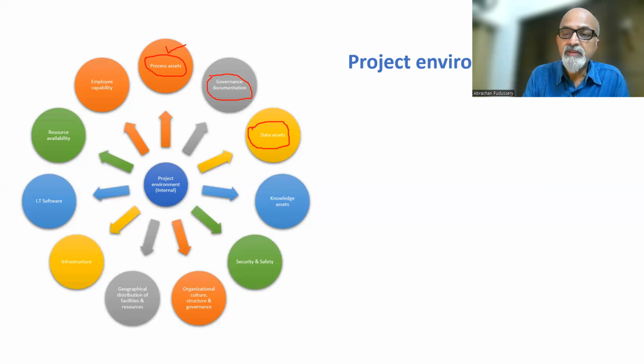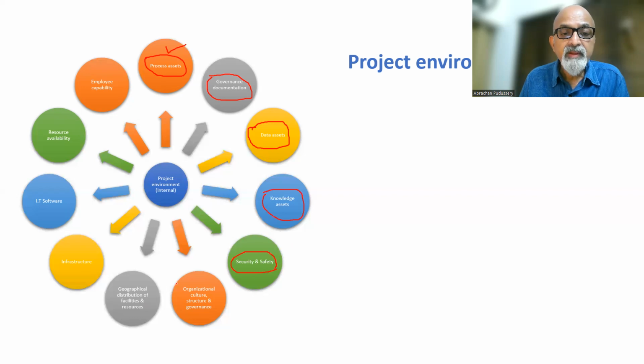Then from the past projects, we have the accumulated data which we can refer to. Example, productivities, defect densities, mean time between failures. So all these are examples of data assets. And we have knowledge assets also. Whatever we've learned from the historical projects is also available. Then security and safety related information, procedures, guidelines. This may vary from organization to organization. This will vary from country to country. So we have to be very clear about it.